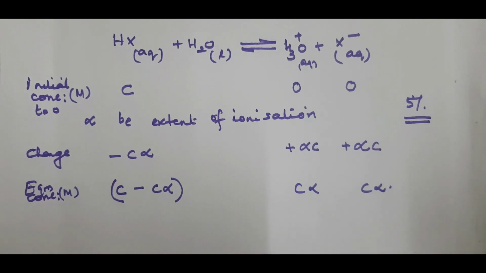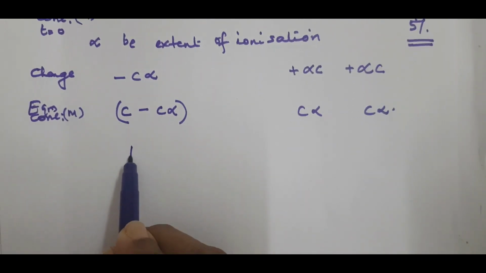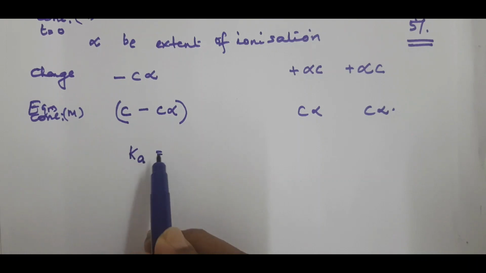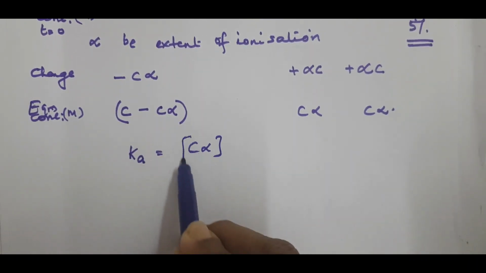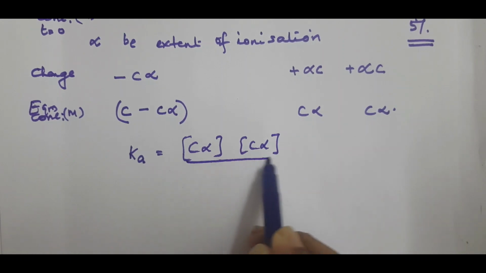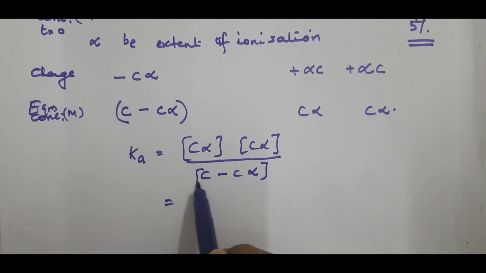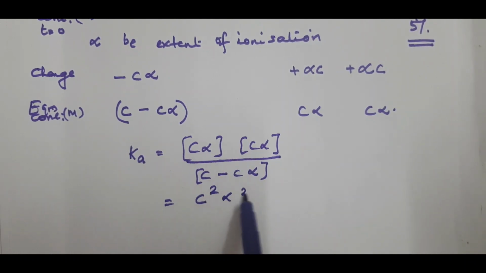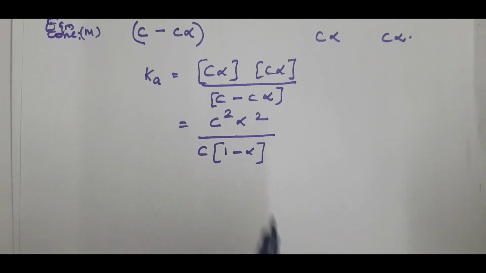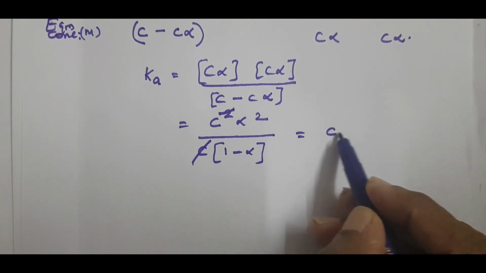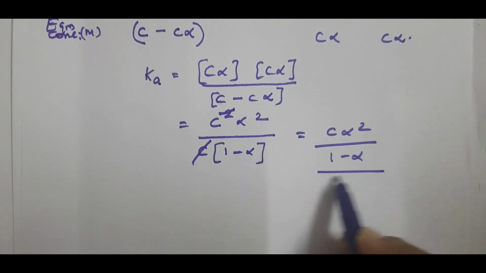Now, as we discussed earlier, we write the equilibrium constant Ka as the concentration of the products, that is C alpha into C alpha, divided by C minus C alpha. Or you can write C squared alpha squared divided by, if I take C outside the bracket, C into 1 minus alpha. Is it clear? Now I can cancel one C, so it will be C alpha squared divided by 1 minus alpha.